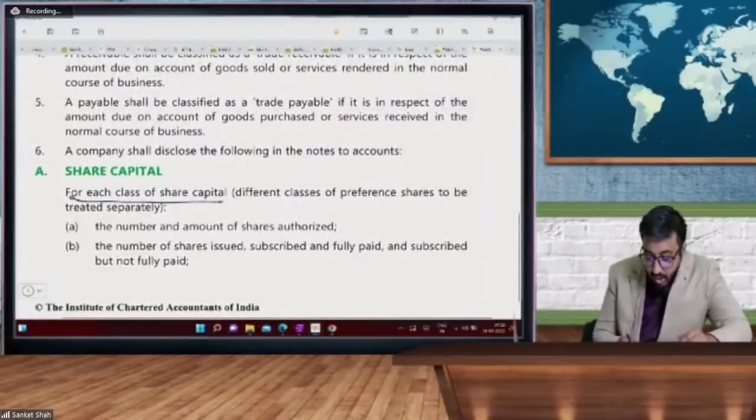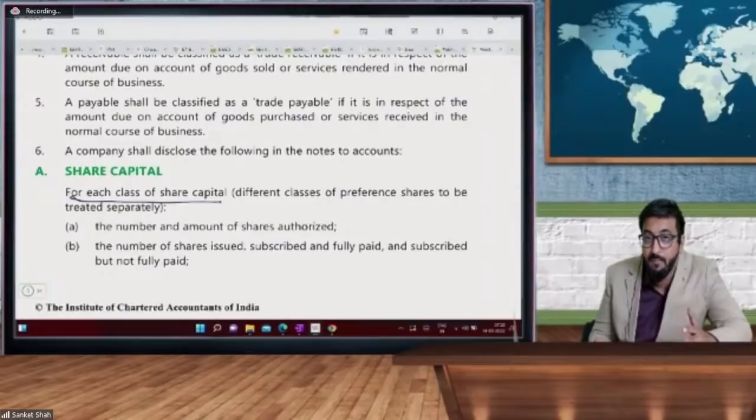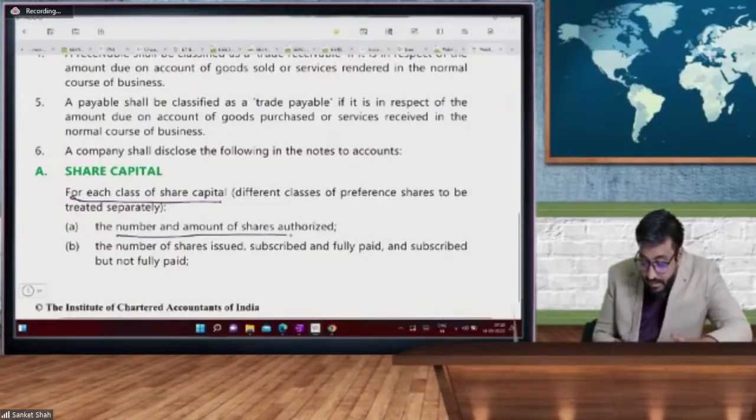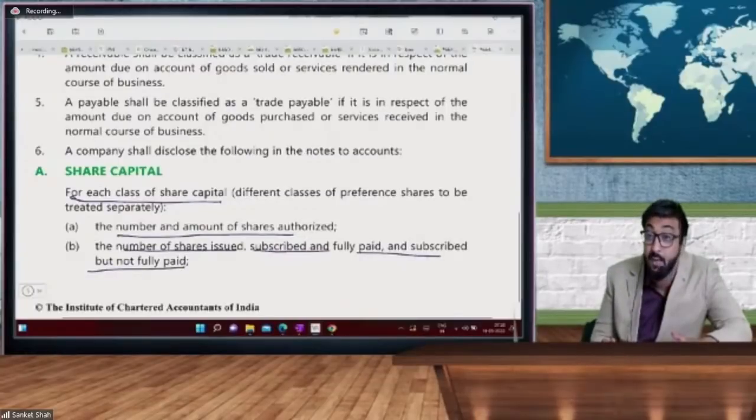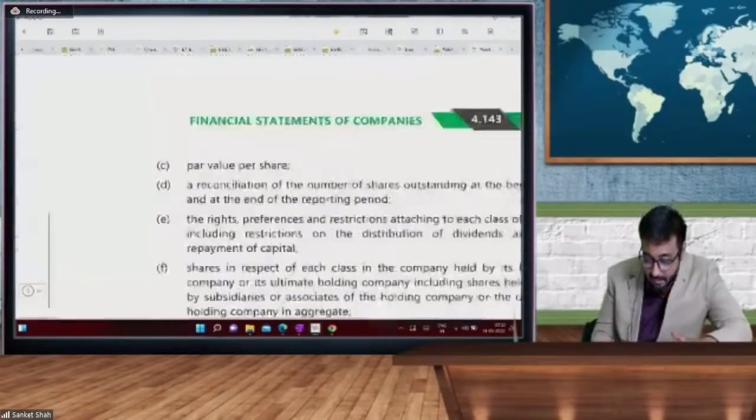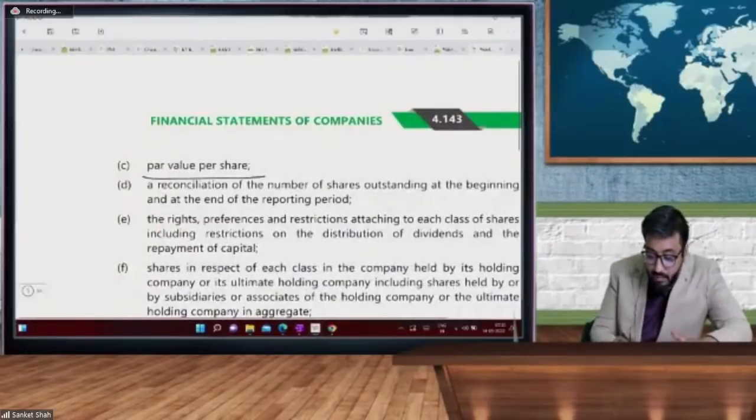For each class of share capital, that is equity and preference, and even for different classes of preference shares, it might be 8%, next time you issued at 7%, next time you issued at 6%. So for every class of preference shares, you have to give separate numbers and amounts of shares authorized, number of shares issued, subscribed and fully paid up, and not fully paid up. So not fully paid up also you have to present. Also the par value of the share, that is the face value.